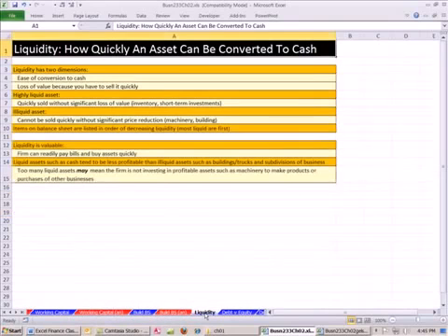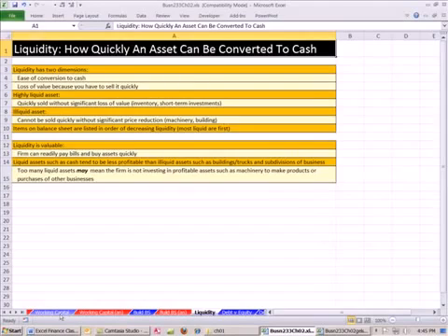Liquidity. I want to come over to liquidity. Liquidity is how quickly an asset can be converted to cash. Liquidity is important, just like working capital is important, because if you run out of cash, you're in trouble. The number one reason that businesses, big and small, from mom and pop stores all the way up to gigantic banks, as we saw in the financial crisis, fail is that they ran out of cash. So liquidity is very important.